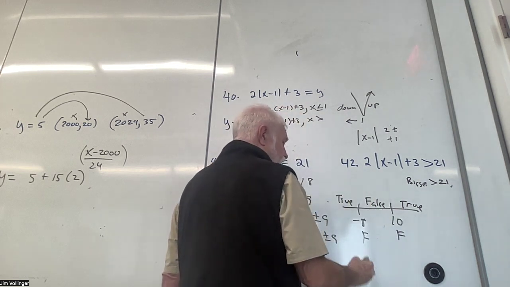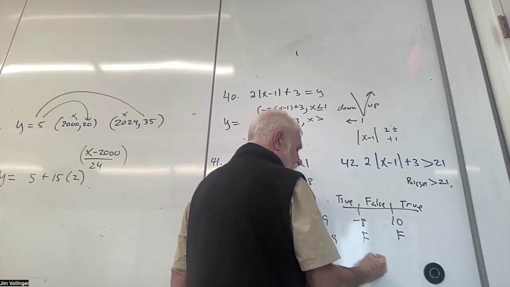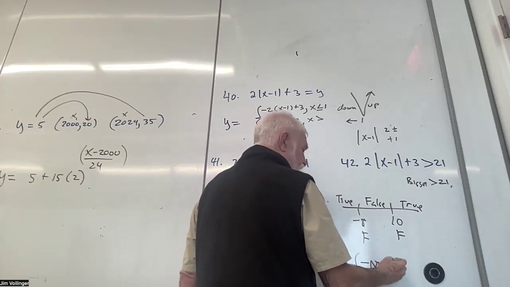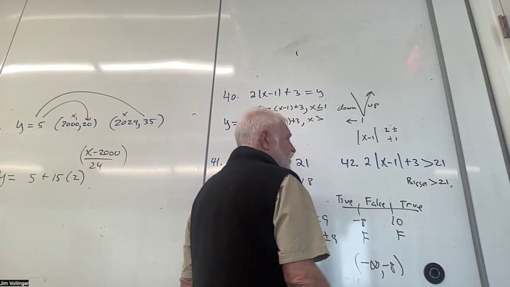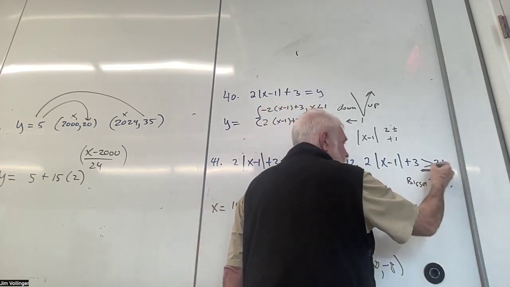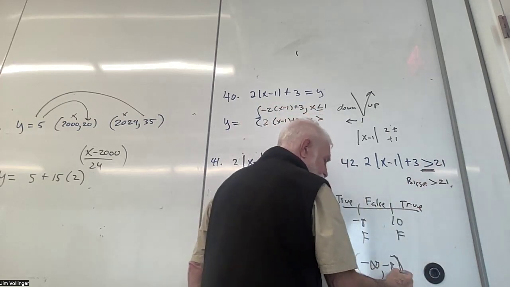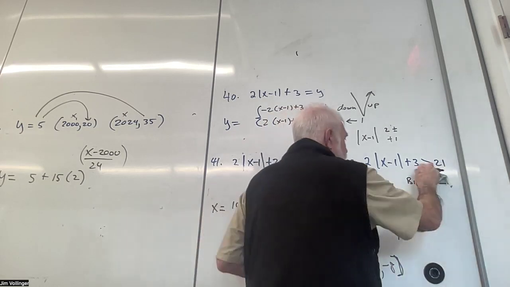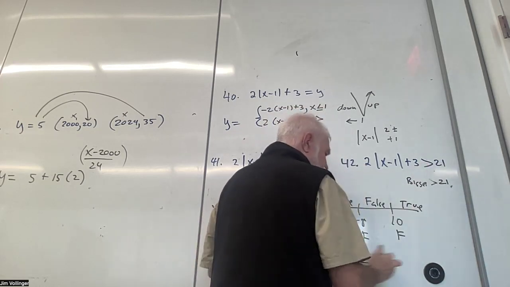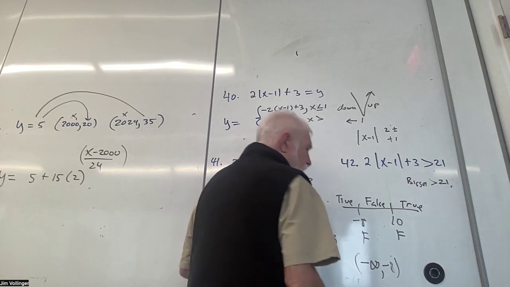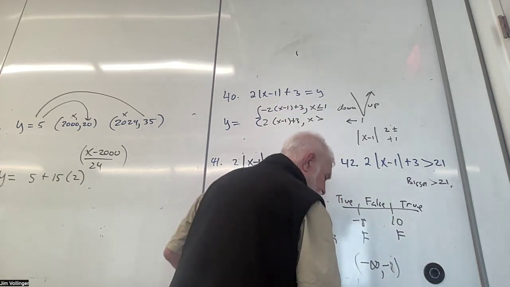So the answer here is negative infinity to negative 8, and I'll use a parenthesis. If I had an equal sign here, then it's a bracket. But right now I don't have the equal sign. So it's a parenthesis, union 10 to infinity. I'll put it here.